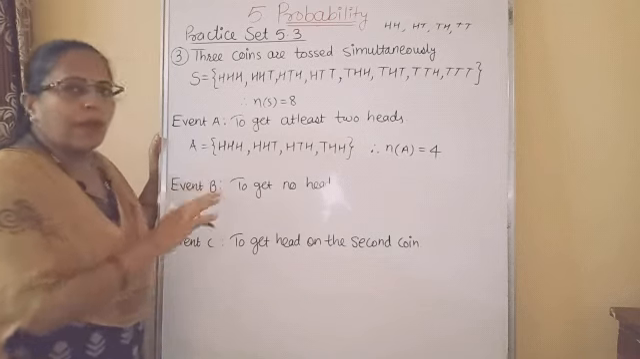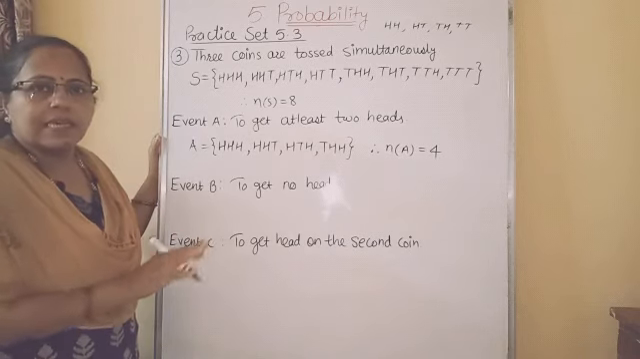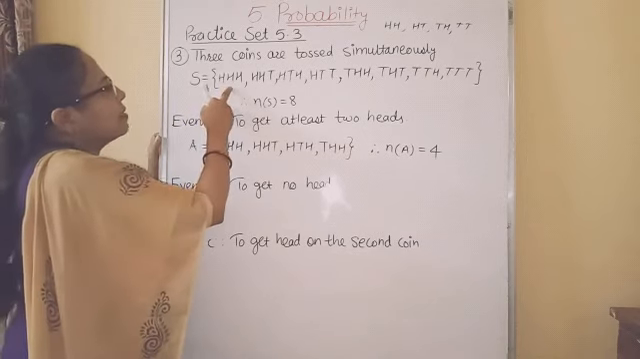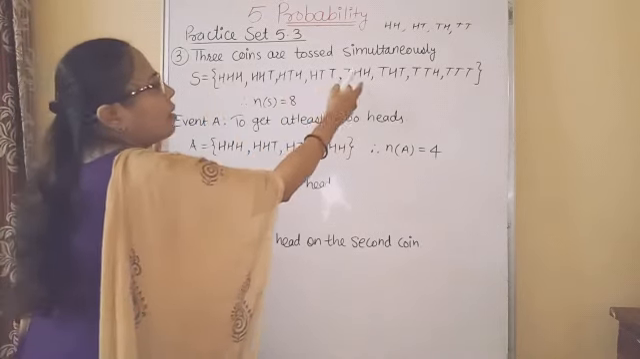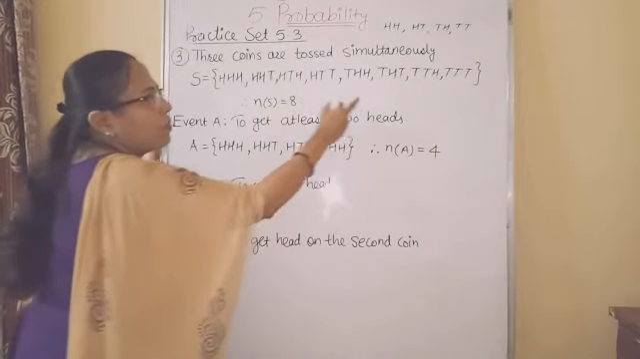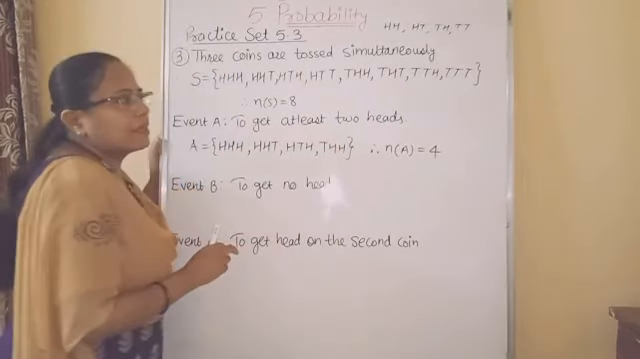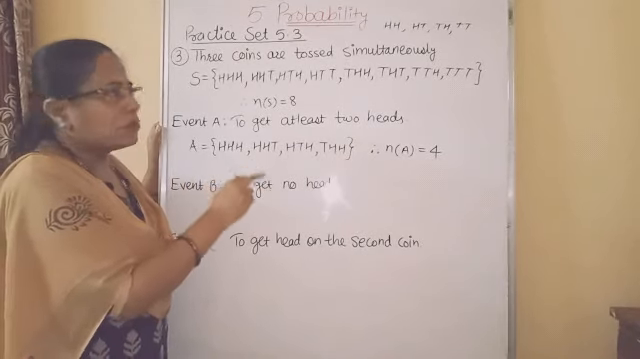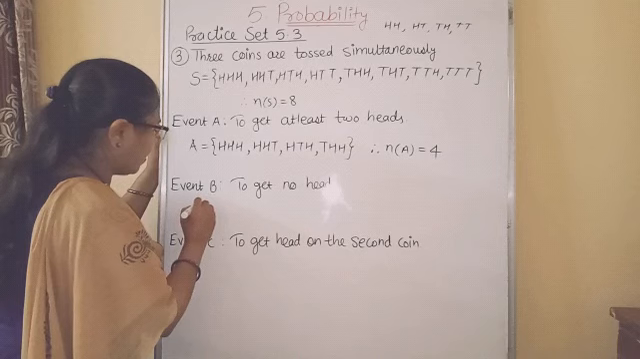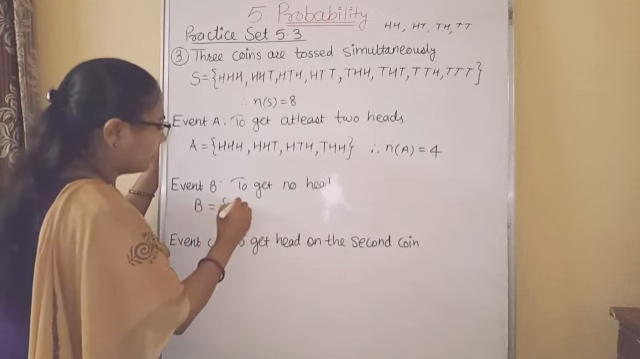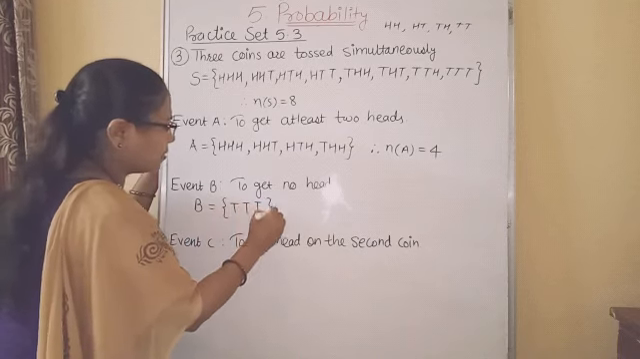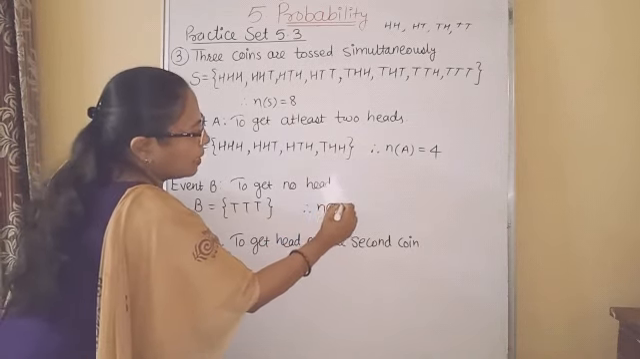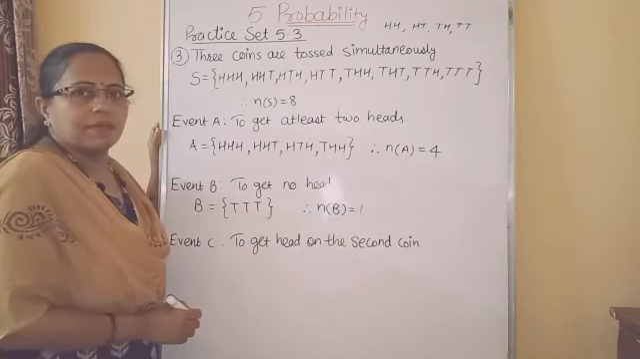Now next, event B: to get no head. Not a single head we require. Okay, so which result we will take? You can see that in each result we have a head. At least 1 head we have. Only the last result, in that we have all 3 tails. No head is there. So in this event we will have only that outcome, TTT. No head is there. Therefore N of B is equal to 1.